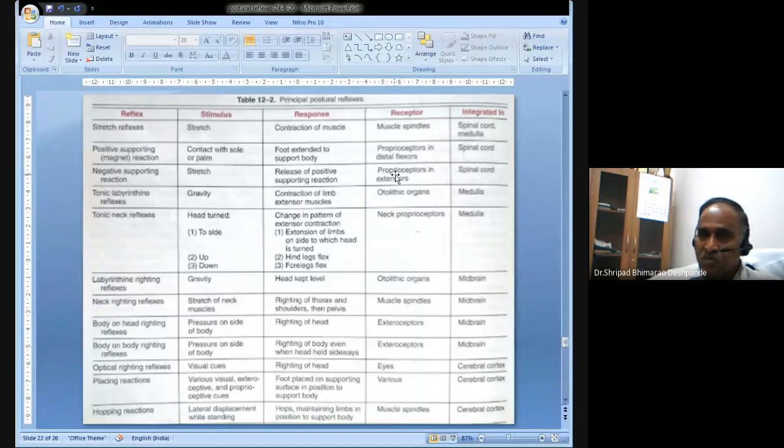Maybe when I post it, you can see it in the expanded or zoomed mode on your mobile or laptop, and then try to see it. Whatever detailed information I have given here: what is the reflex, what is the stimulus, what is the response, what is the receptor, where is the center of these things. I'm not going to repeat these things, but I would certainly come back to you with the righting reflexes, because for the righting reflexes you need a little more time to understand.